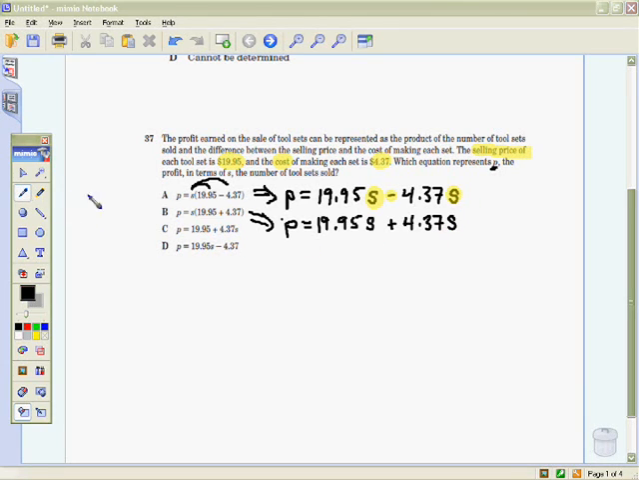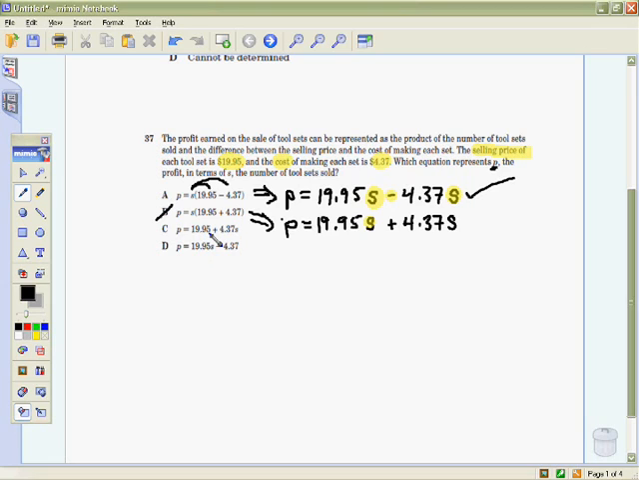Now right off the bat, it seems to me that this is probably going to be my best answer, and so I'm going to check it, but I always want to go through my answer choices and look at them all. The next one shows me that I'm multiplying $19.95, the amount I'm selling each tool set for, times S, the number made, and then I'm going to add the cost of making it. I don't know why I would want to add the cost of making each set. That doesn't make sense. So I don't think B is going to be my answer.